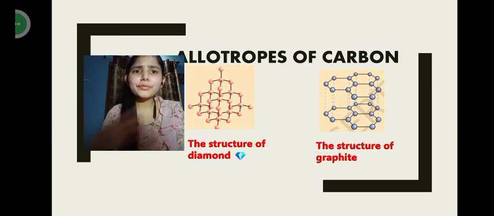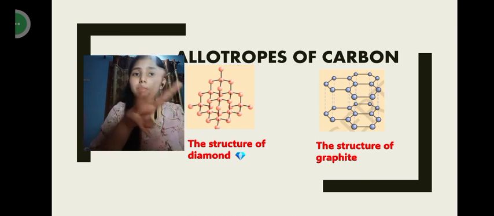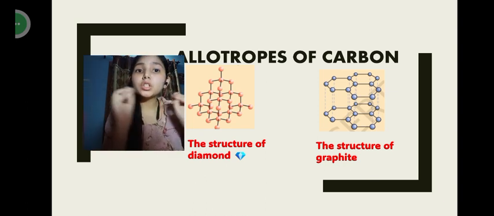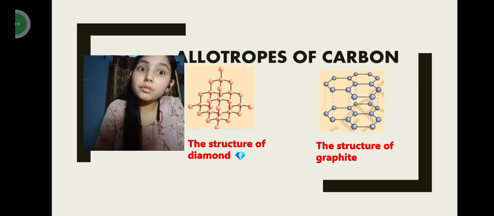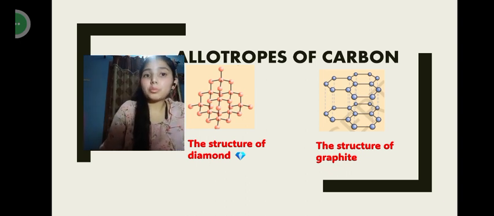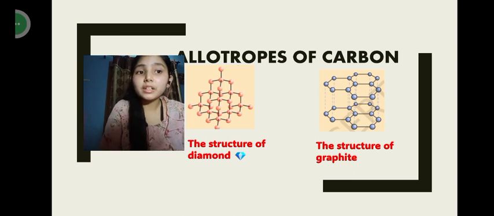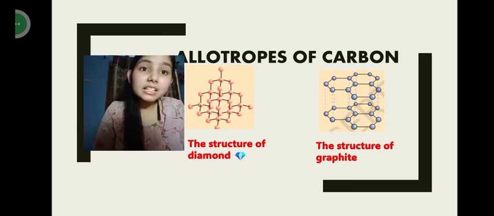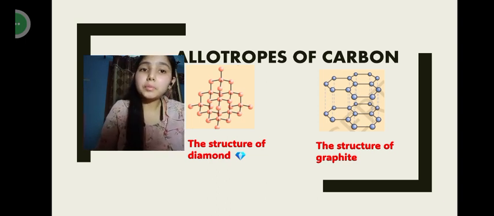What if each carbon is attached with three carbons, with one double bond? It can also happen, right? Then what will form? It will form graphite. If a carbon is attached with three carbons and forms long chains and branches, it will form graphite. If carbon is attached with four carbons and forms long chains, it will form diamond.